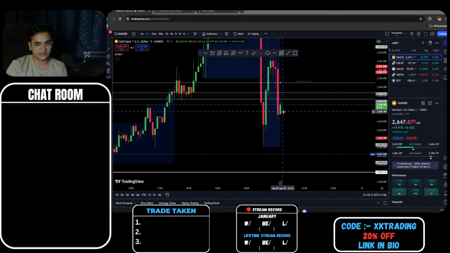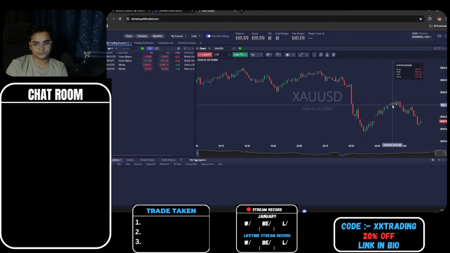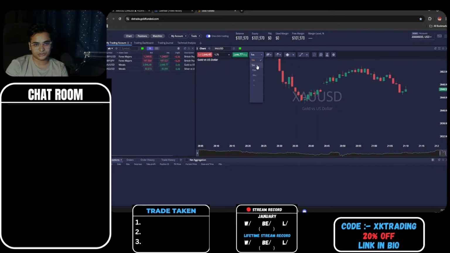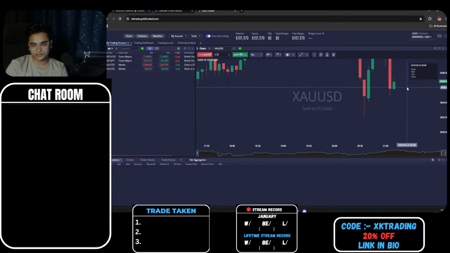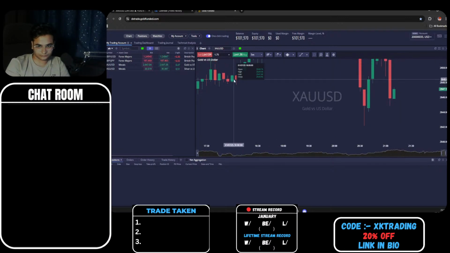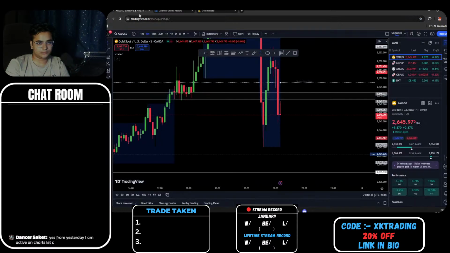All right, guys. If we reject and flip bearish from here, I think that would be our trade idea then on gold. Let me shift to the 5 minute time frame. Zoom in a little bit. So if we flip bearish from here, that will be our trade idea. Oh yeah, so there we have taken the sell entry point. We have taken a sell over here.